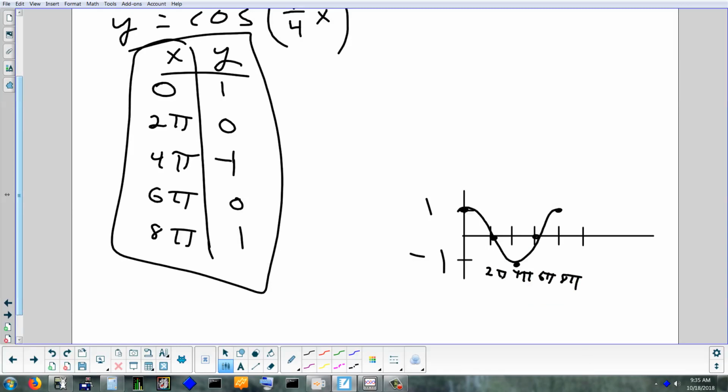Any questions on that one? Right, so that's been stretched a lot. It's been stretched out 4 times as much. It doesn't look like it's been stretched on paper because I changed my scale. If I didn't change my scale, then I'd have to draw this huge. It would take up like the whole board width. That's why we change our scale.